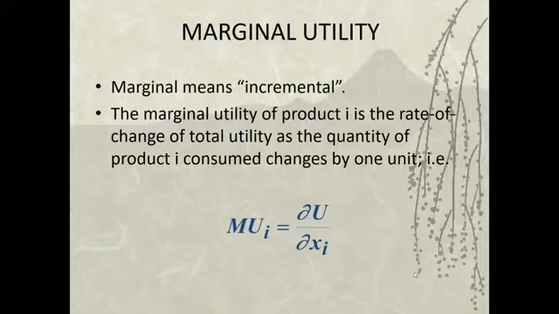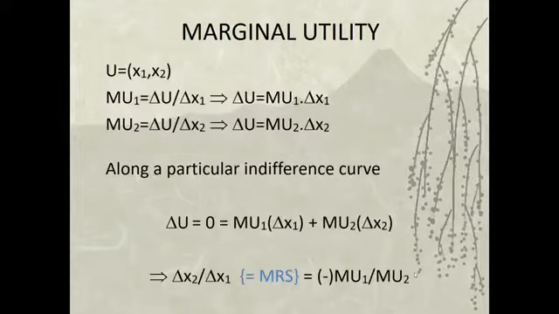Okay, now when it comes to the marginal means incremental utility, the marginal utility of a product i is the ratio or a rate of change of the utility as the quantity of product i consumed changes by 1 unit. That is, MU_i is equal to ∂U/∂x_i. So this is the very simplest understanding of the marginal utility.